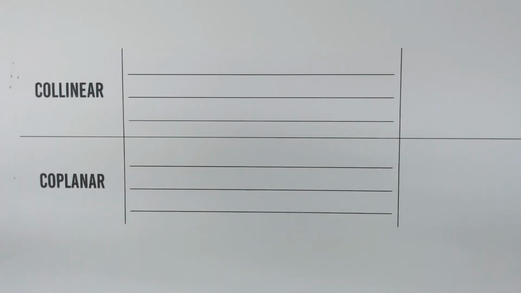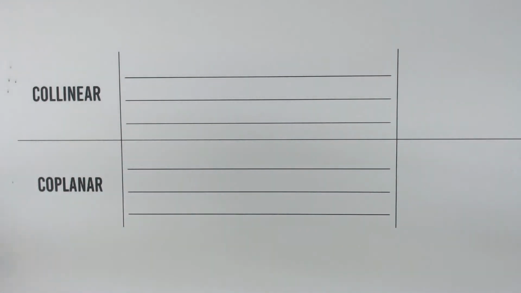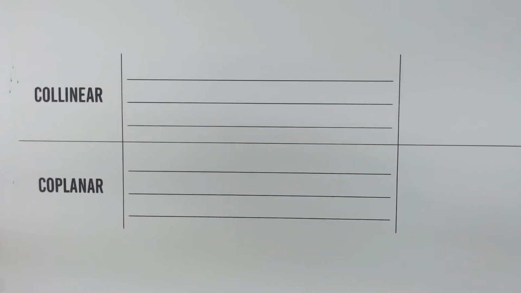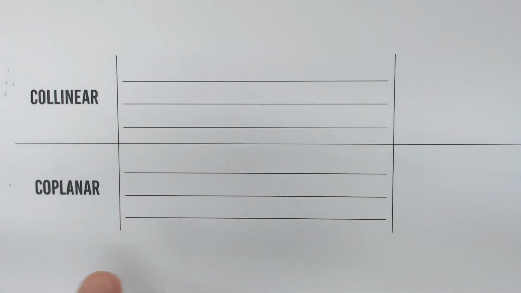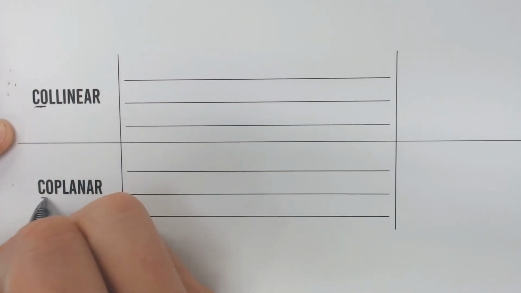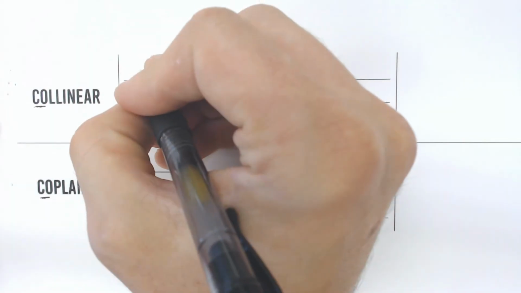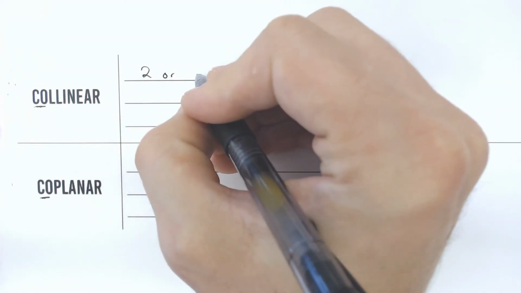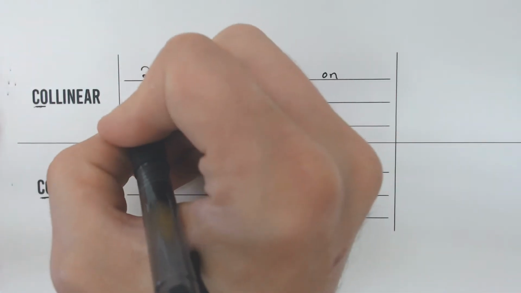So we have two other words that we need to know about, and that would be collinear and coplanar. And the co in those words is going to tell us that this involves two or more things. Collinear means it's going to involve a line, and coplanar means it's going to involve a plane. And in fact, collinear is just two or more points that are on the same line.